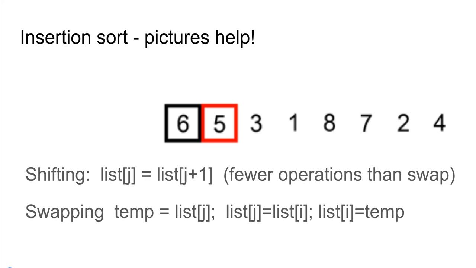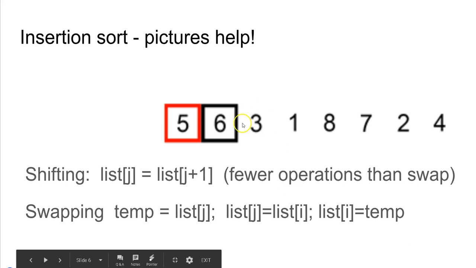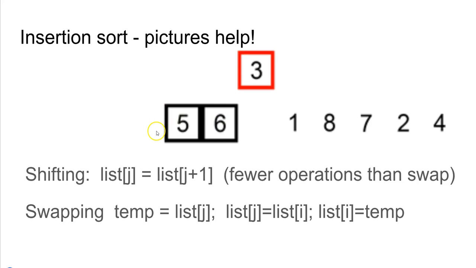So again, that code goes with this picture. Looking for a spot for 3. Keep going to the left until I find something that's not less than 3.